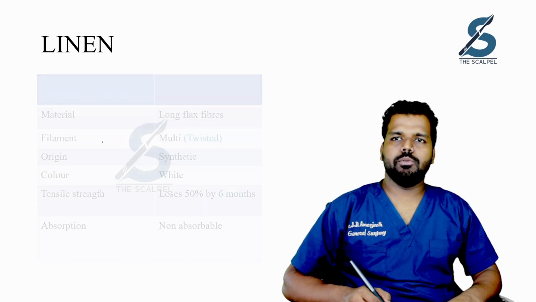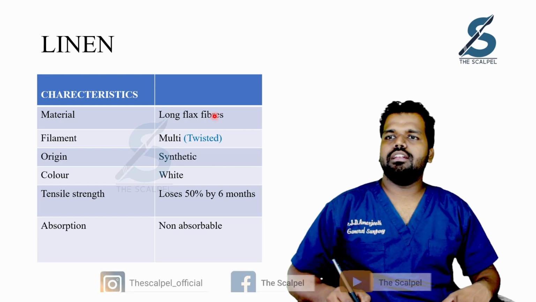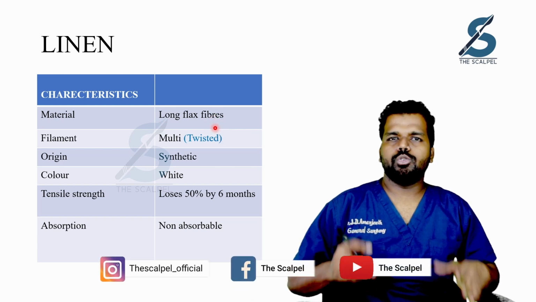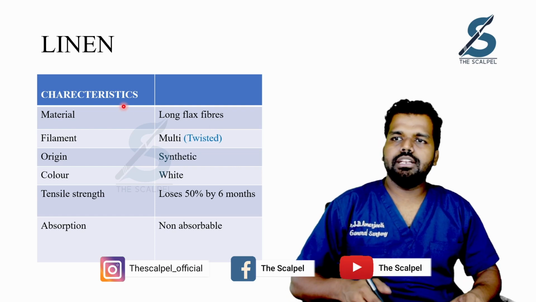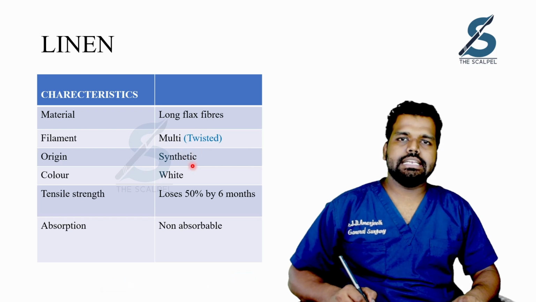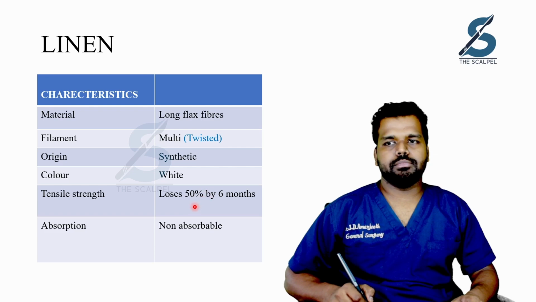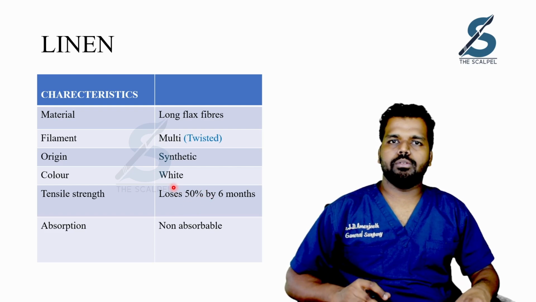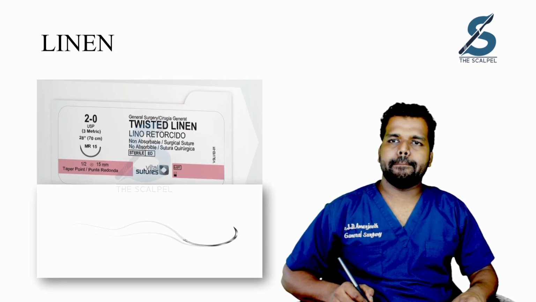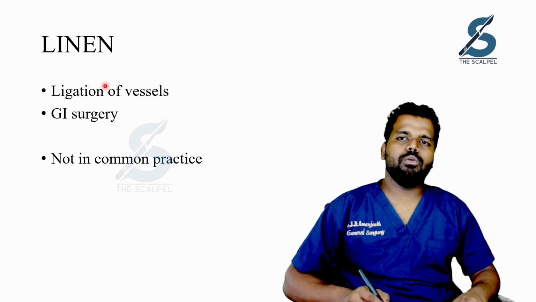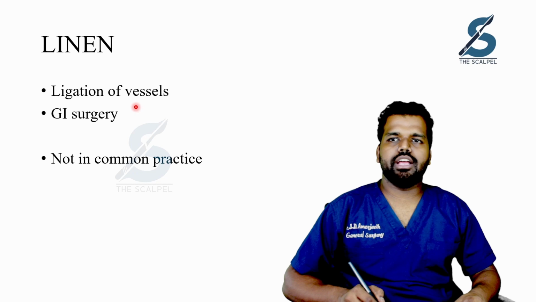Next we'll be discussing about linen. Linen is made up of long flax fibers, and it is multifilamented twisted. So till now all the multifilamented suture materials we were discussing were braided, but this is twisted. It's white in color, it loses the tensile strength about 50% by 6 months, and it's a completely non-absorbable suture material. So this is how the suture material looks like. Nowadays it's not very commonly used, and if it's used, it is for ligation of vessels and also in GI surgery.